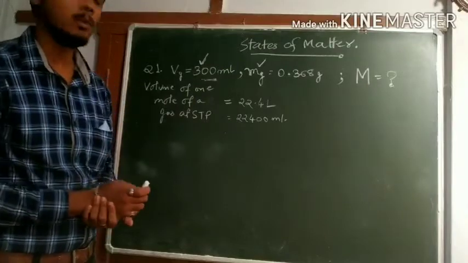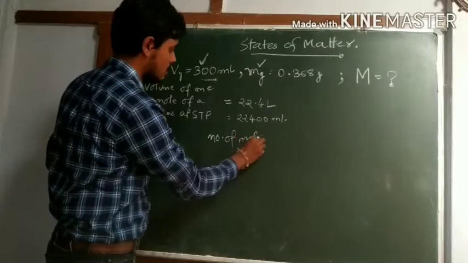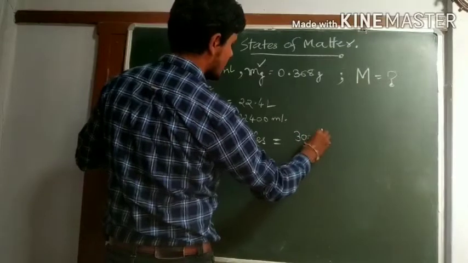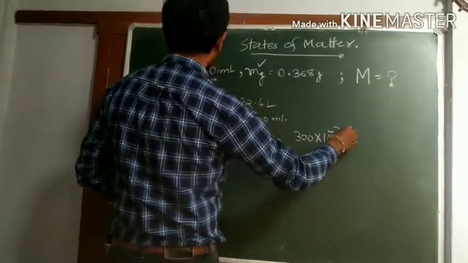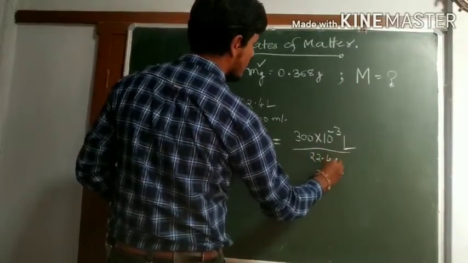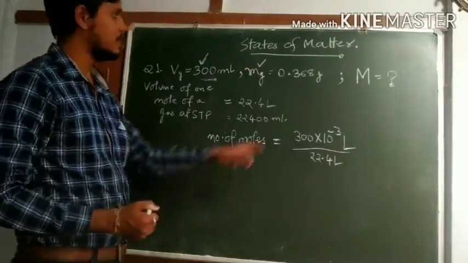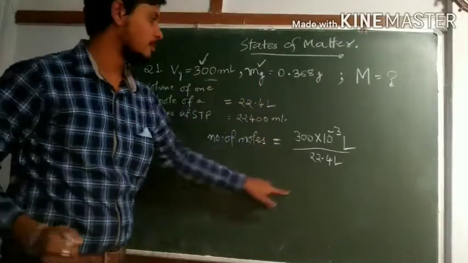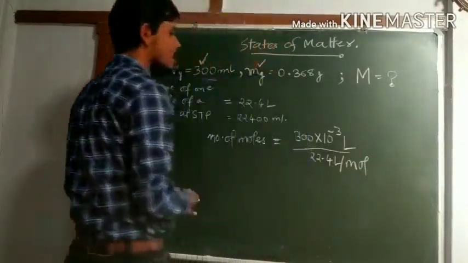So if 1 mole of gas has a volume of 22.4 liter, then how many moles will be in 300 ml of gas? So number of moles equals 300 into 10 to the power minus 3 liter by 22.4 liter. So this is the number of moles of the gas that is given to you. The unit is liter per mole, so liter cancels and we will get moles.